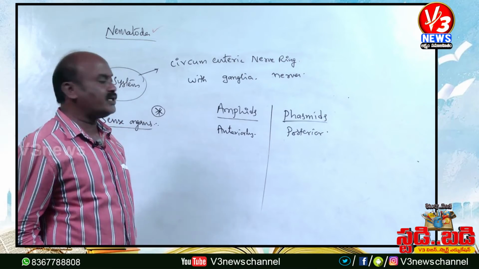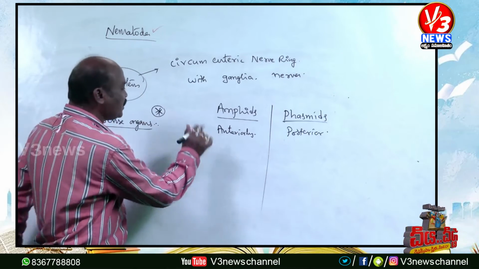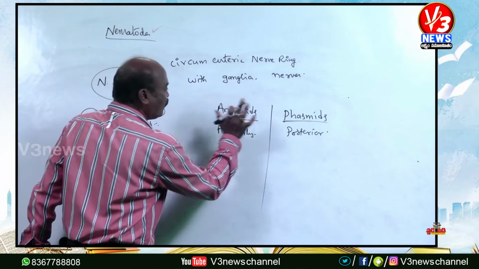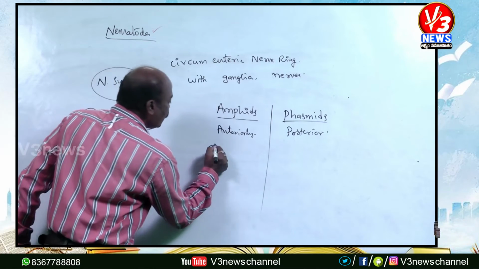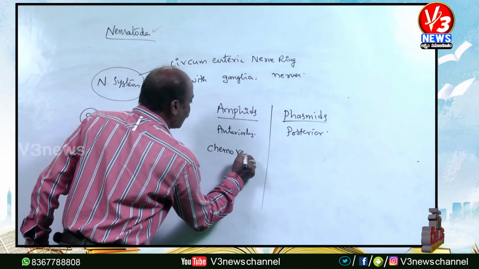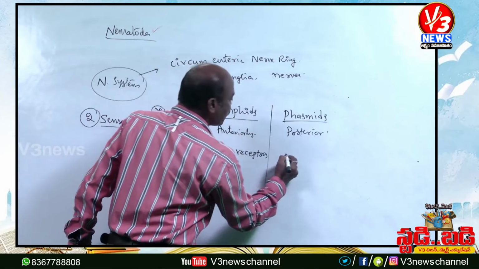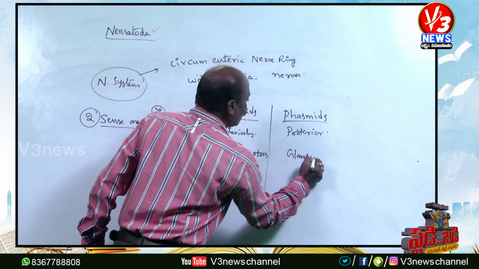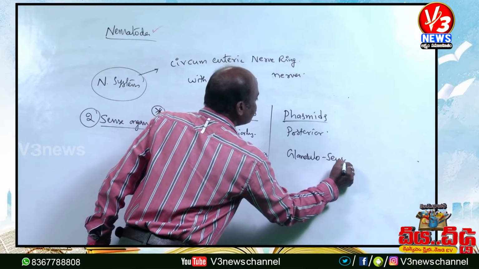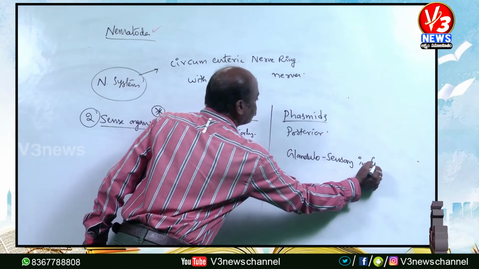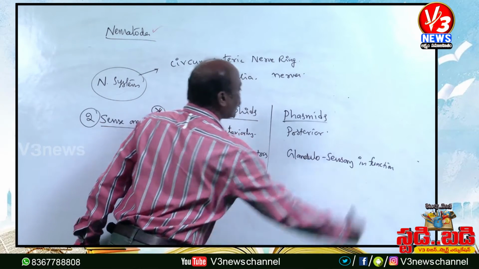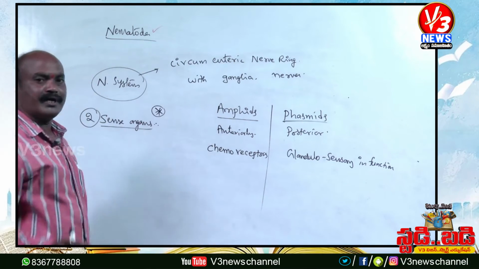And one more aspect, their function. The function is very important. The amphids are chemoreceptors, and phasmids are sensory in function.